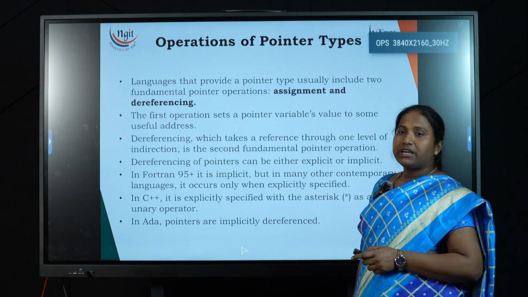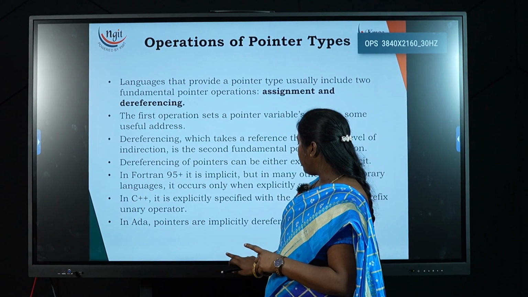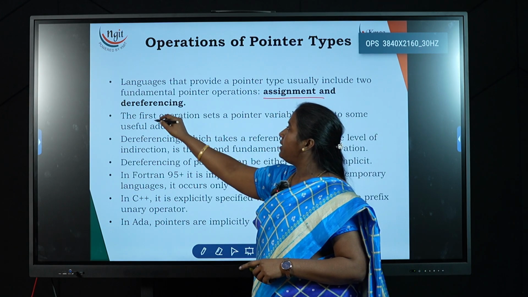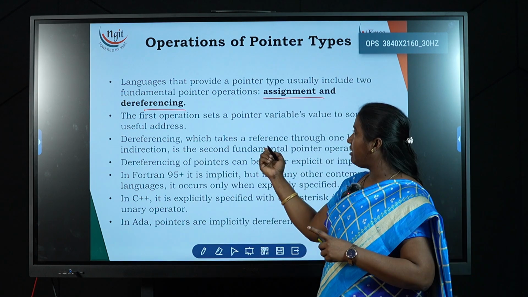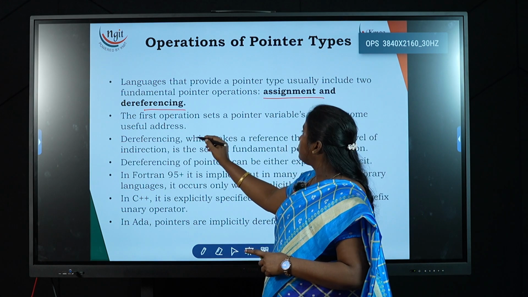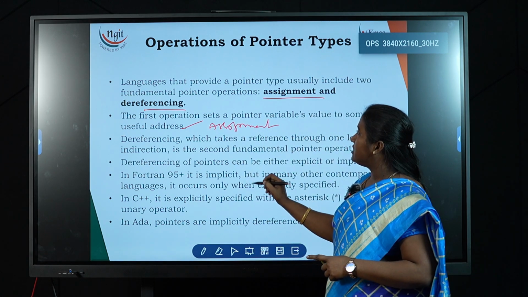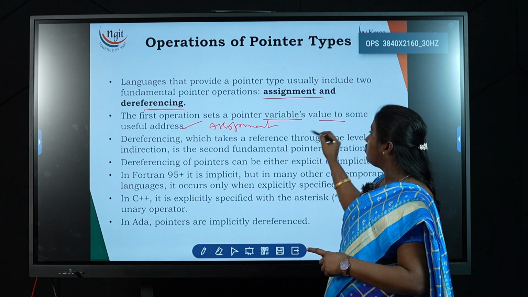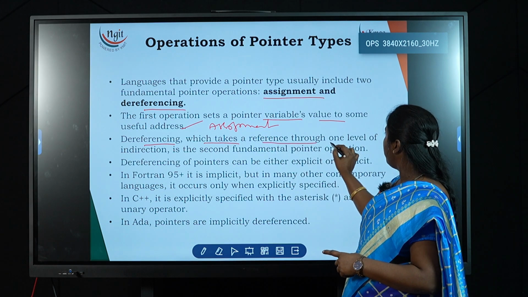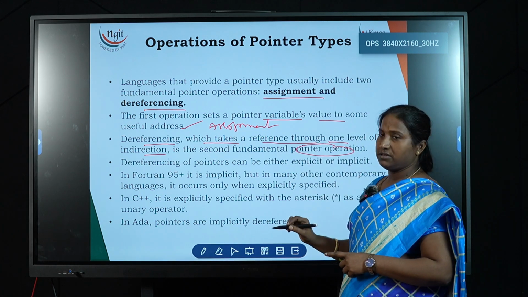Now, basically we perform two kinds of operations using pointers. One is the assignment operation, the other is dereferencing. There are languages which support only assignment, only dereferencing, or both. Well, that also we'll see. The first operation, which sets a pointer variable's value to some useful address, is called the assignment operation. Dereferencing, which takes a reference through one level of indirection, is the second fundamental pointer operation.